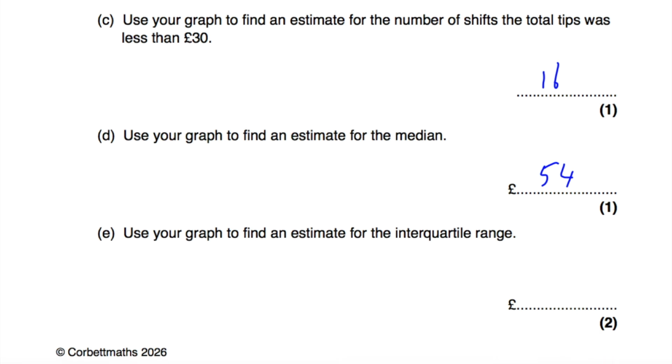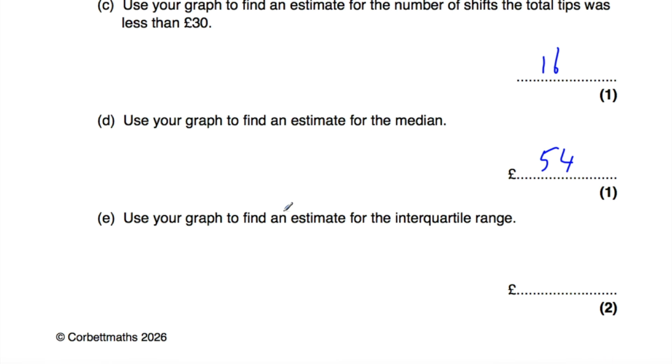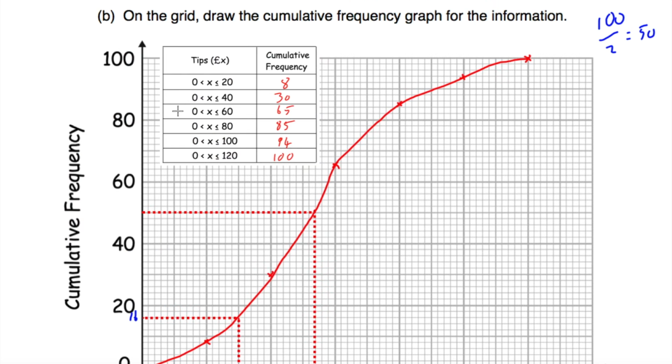Okay, and then if we carry on, part E. Part E says use your graph to find an estimate for the interquartile range. So remember, the interquartile range is found by doing the upper quartile, subtract the lower quartile. So we're going to do the upper quartile, take away the lower quartile. Okay, so in terms of our estimate for the upper quartile, well, the total cumulative frequency was equal to 100. So we're going to find 3/4 of 100. And 3/4 of 100 is equal to 75. So we're going to go 75 across and down.